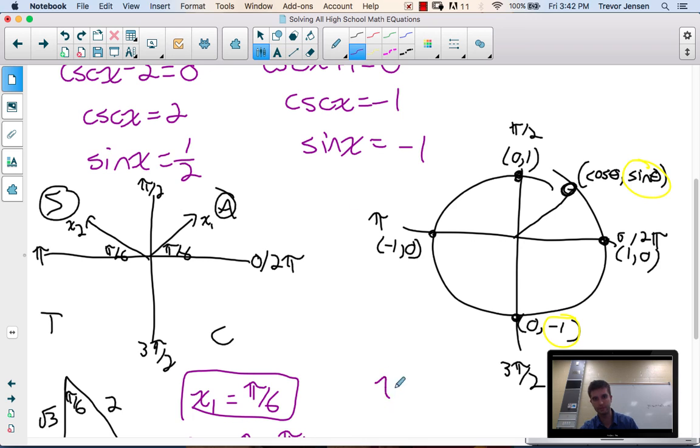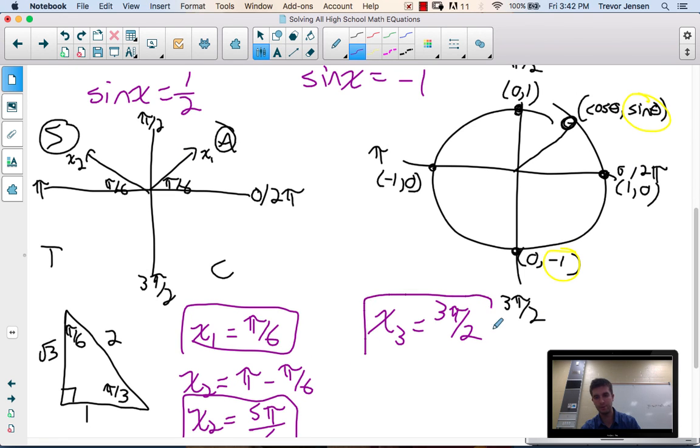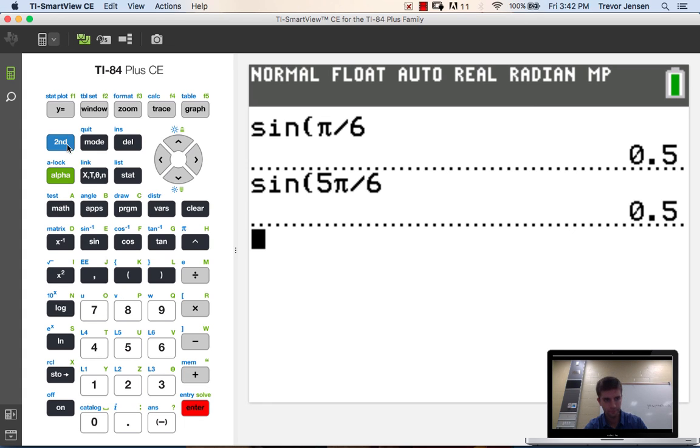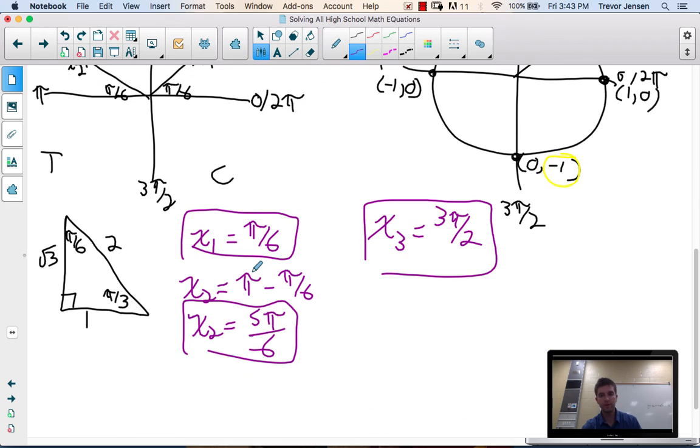So I get an answer, x3 equals 3 pi over 2. That's another value that would make the equation 0 because it would make sine x equal to negative 1. Let me show you. So sine of 3 pi over 2 should be negative 1. There we go. So that would be the most difficult equation you could solve in high school. If you can master solving all of these types of equations, you're going to be set for any math course you take in the future.